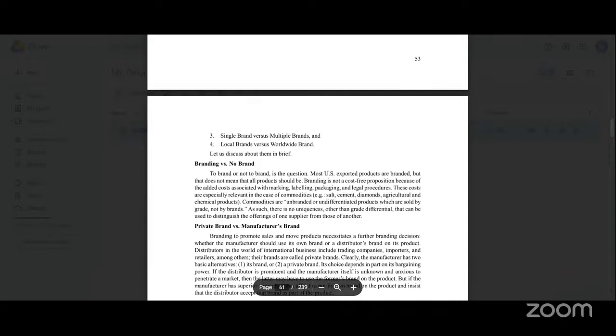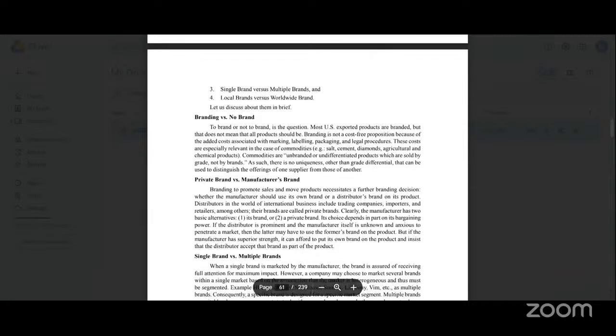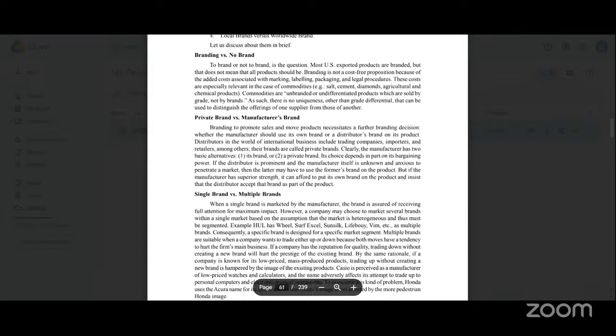So here, when we're talking about commodities, we're talking about things like salt, diamonds, agriculture, chemical products, etc. Commodities are fundamentally unbranded or undifferentiated products which are sold by grade. As such, there is no uniqueness, so the grade differential may not be much different from one supplier to another supplier.